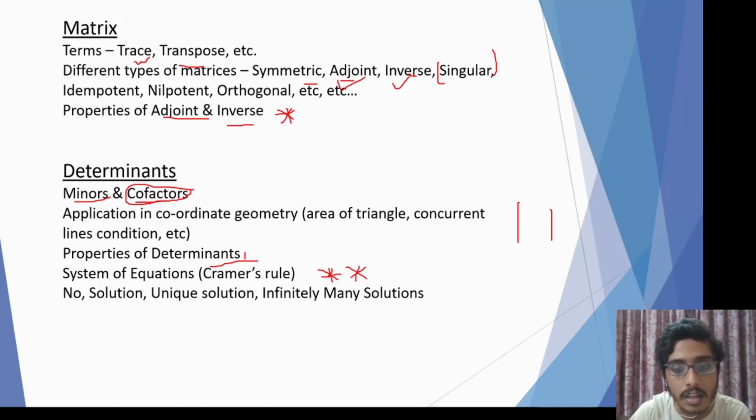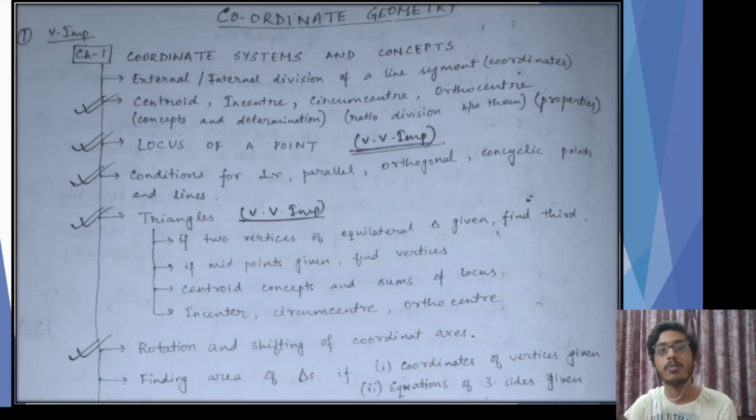System of equations, they will give you those three equations or two equations and ask for the condition of no solution, for the condition of unique solution, for infinitely many solutions. So you can solve this using Cramer's rule. So this is very very important, and questions will definitely come from this part. This is very important. System of linear equations here, right? Okay, now let's move to coordinate geometry, which is the next part.